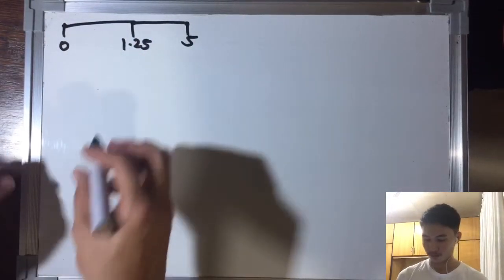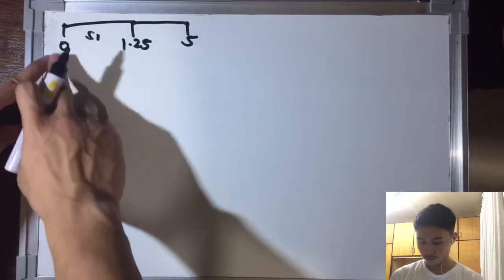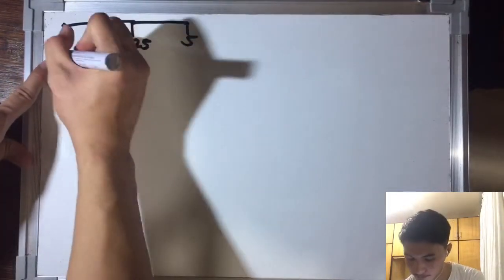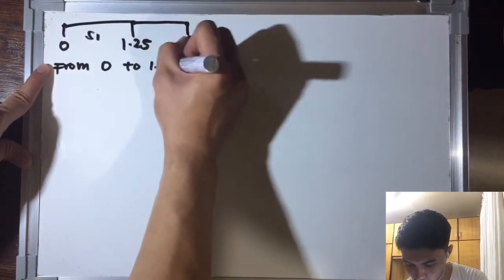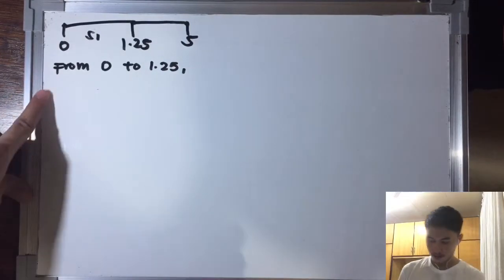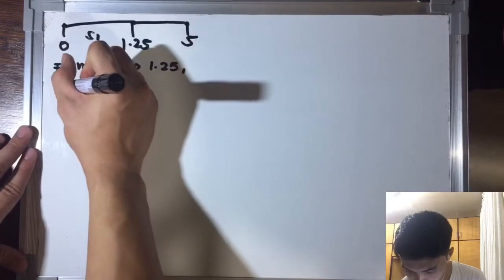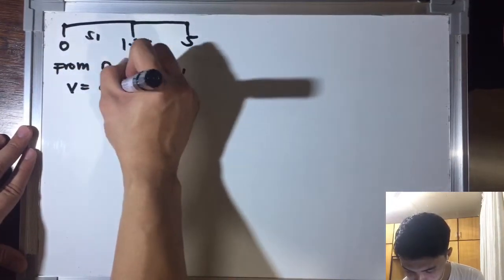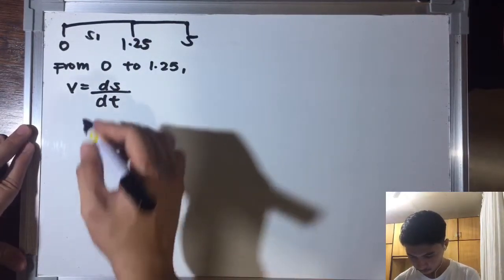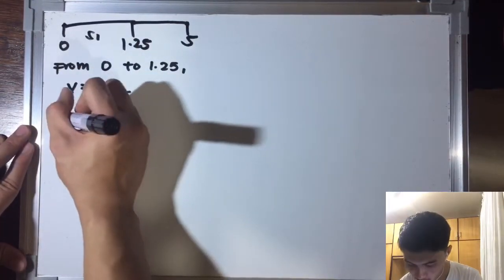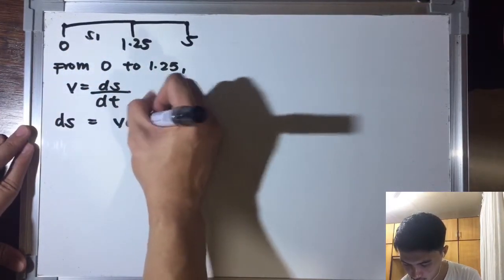So we are going to solve for the distance from 0 to 1.25. So again, to solve for the value of our position, we have the formula v is equal to ds over dt. So again, cross multiply. We are going to use the value of our velocity. So ds is equal to v dt.